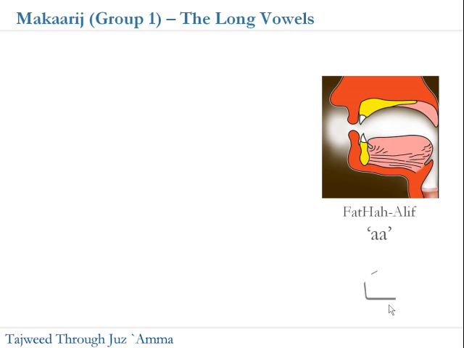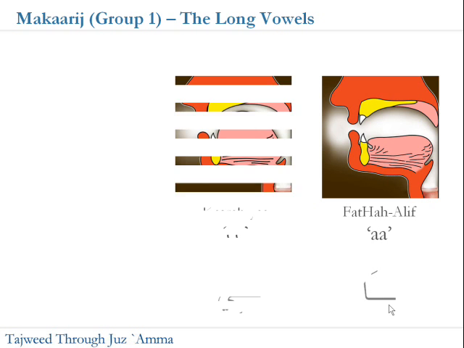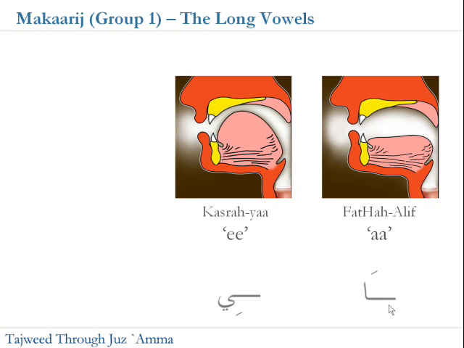So we have the fatha alif, and the diagram here is indicating that when you say the a sound, the air moves all the way up the throat, through the mouth, and out through the lips. And if you say ah, you'll notice your tongue goes almost completely flat all the way from the front to the back.